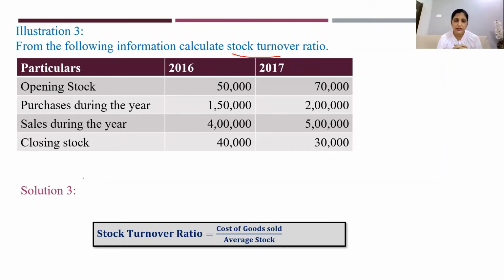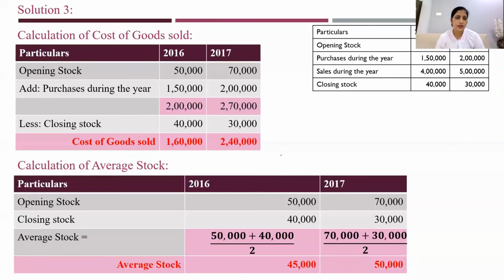Take down this part. Opening stock is given, purchases is given, sales is given, and closing stock is given. So first, cost of goods sold. Same, I have done the column like this. All of you see, it's not just calculating and keeping it. It should be done in a very systematic way. Draw this table for cost of goods sold. Particulars 2016-17. Opening stock, you see this is the problem.